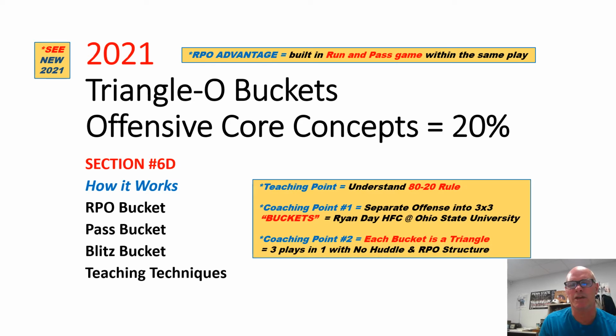Coaching point number two, then, each bucket is a triangle, meaning we've got three concepts or three plays in our no huddle and RPO structure. Remember, your RPO advantage is you have built-in run and pass game within the same play.